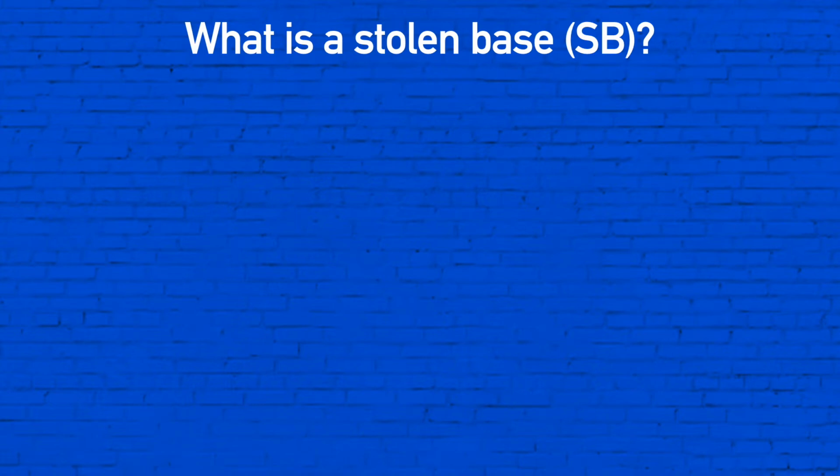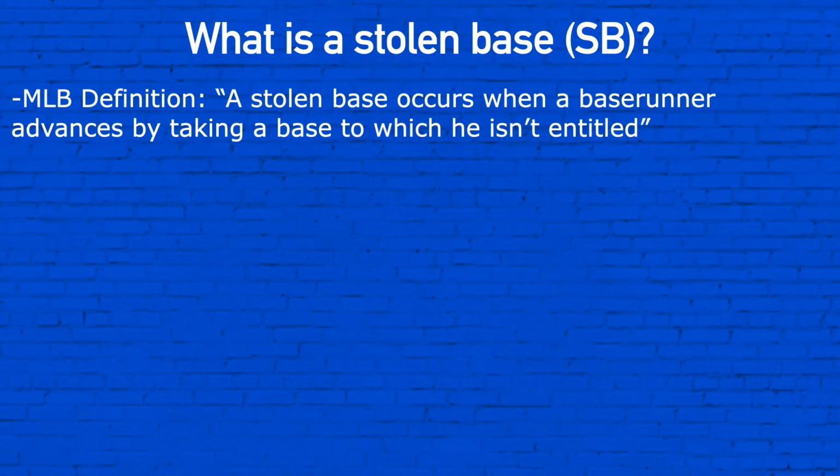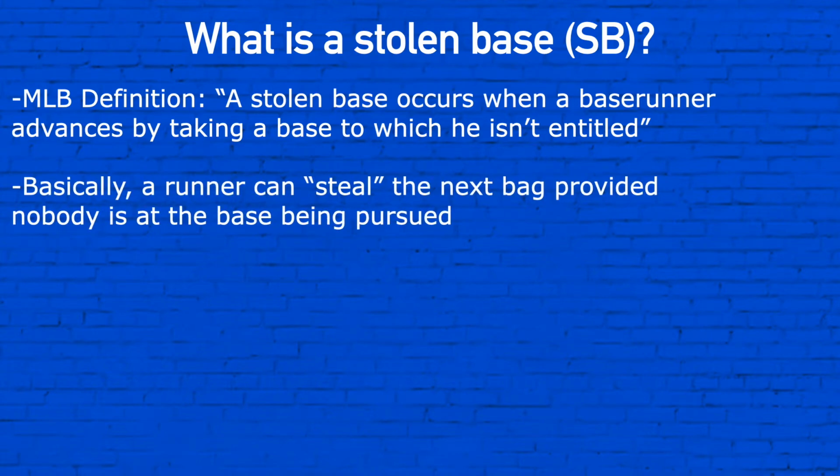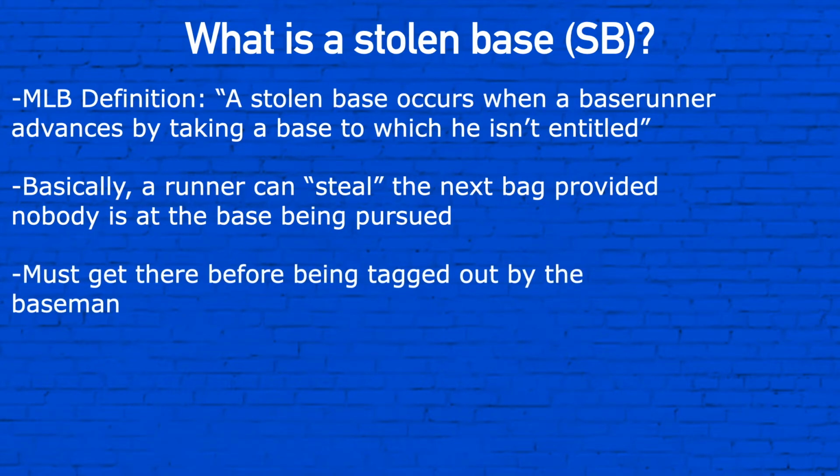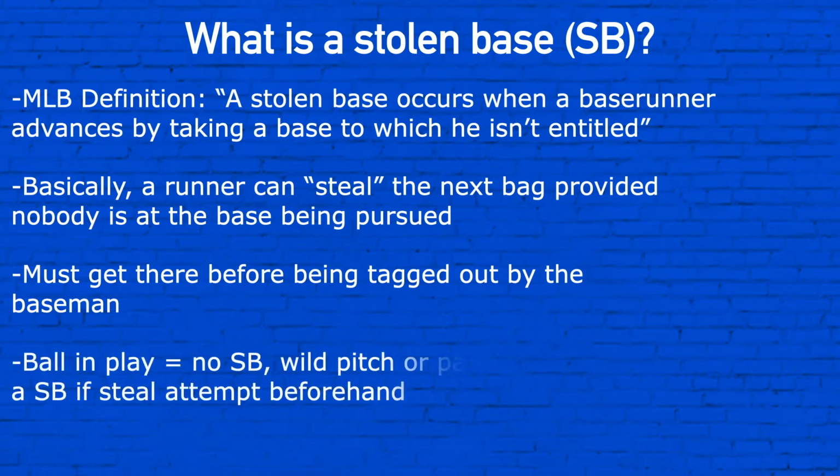The official definition from the MLB states that a stolen base occurs when a base runner advances by taking a base to which he isn't entitled. To dissect that, what the MLB means is that a player is able to steal the next bag provided that a hit did not occur, and there is nobody occupying the bag being pursued. For what constitutes a stolen base, the runner must reach the desired bag without being tagged out by the fielder at that base. To go along with this, if the ball is hit in play and he makes it to the bag, he only really made it there via the hit advancing him, therefore, not a stolen base.